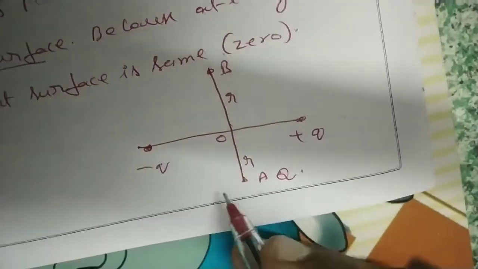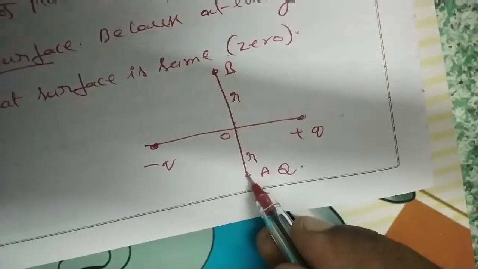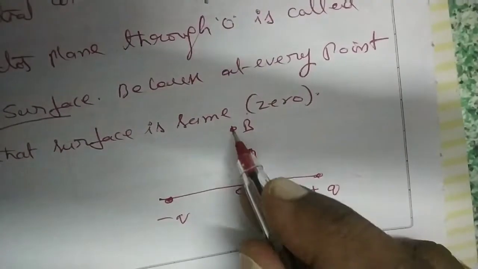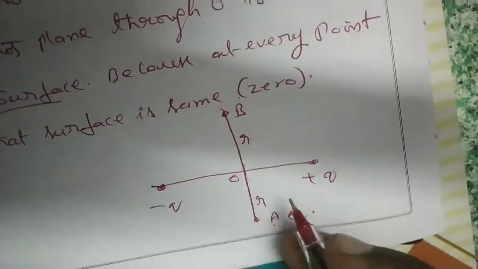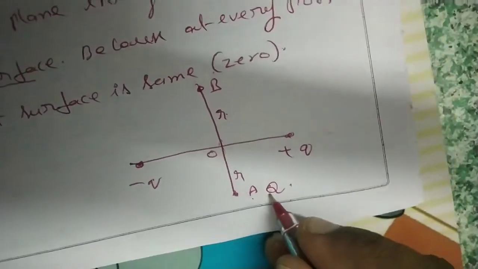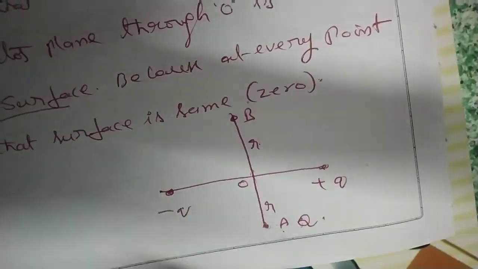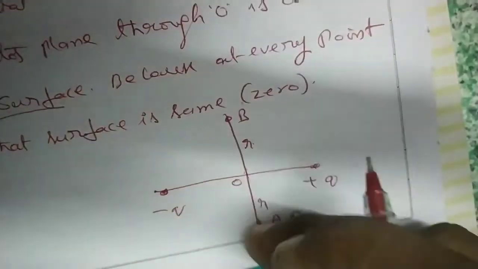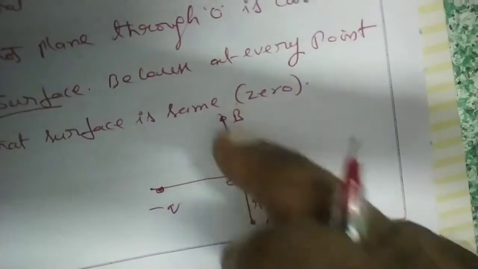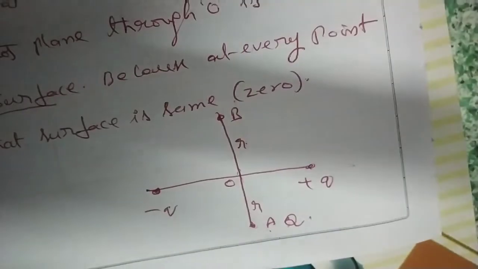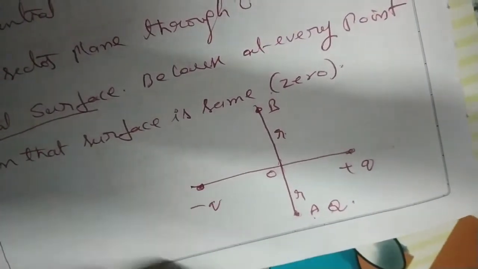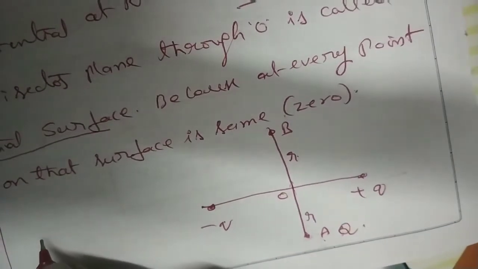Suppose on a surface there is a point A at distance r below, and another point B at distance r above. Now I take a charge Q to point B. How much work should I do? Means what? Two points A and B on the same equipotential surface. So moving charge Q from A to B, how much work will be required? So what is the property of an equipotential surface?